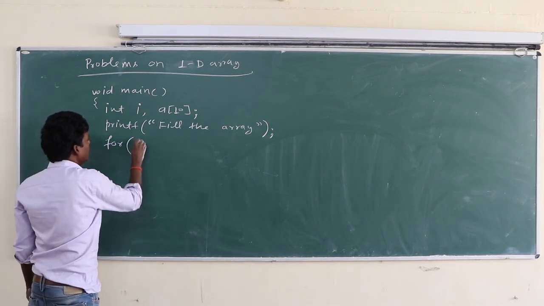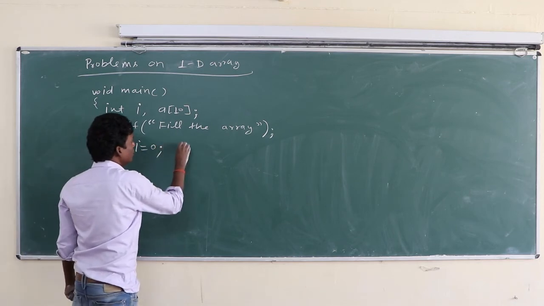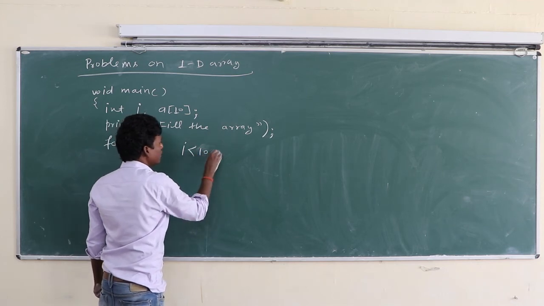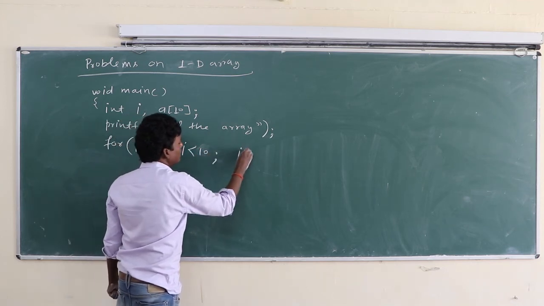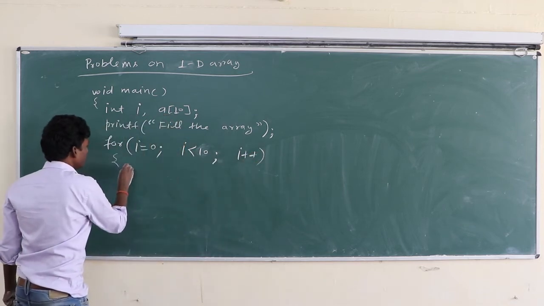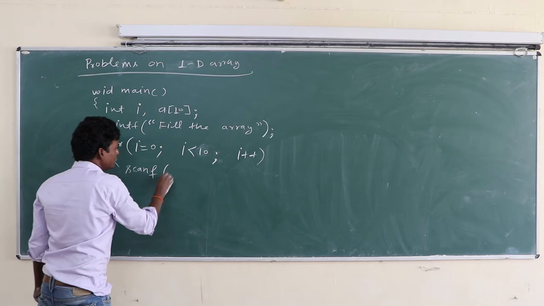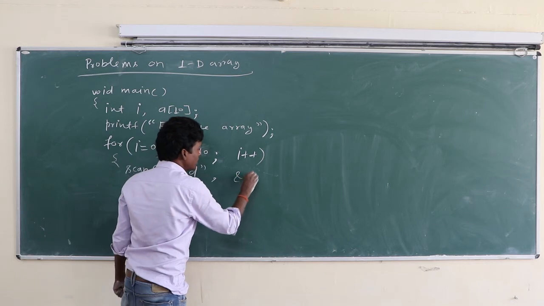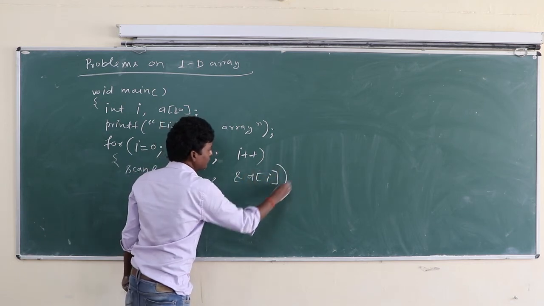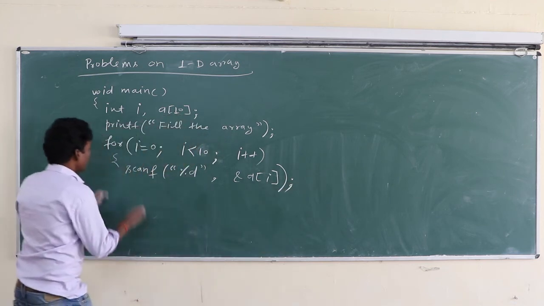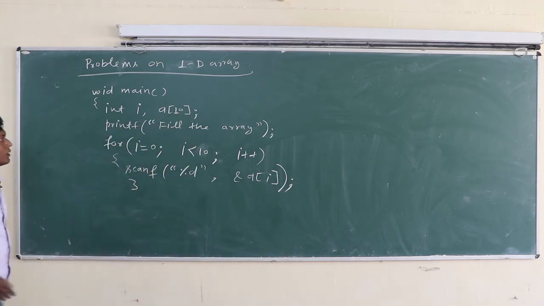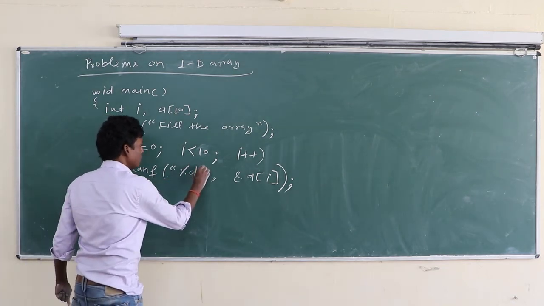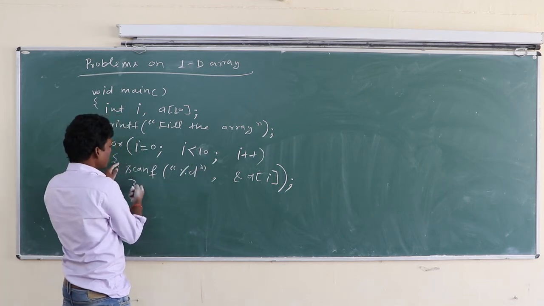For i equal to 0, i is less than 10, i plus plus, here scanf %d, ampersand a of i, and this for loop is closed here. Here the array is filled one by one. We filled the array through scanf.